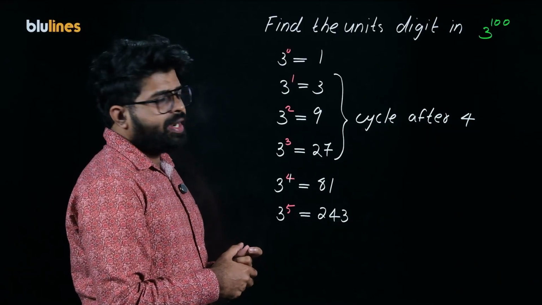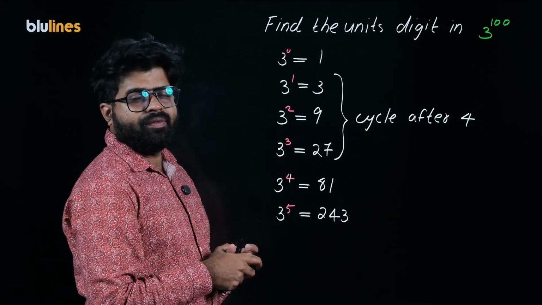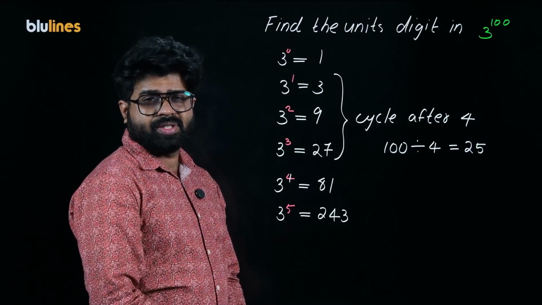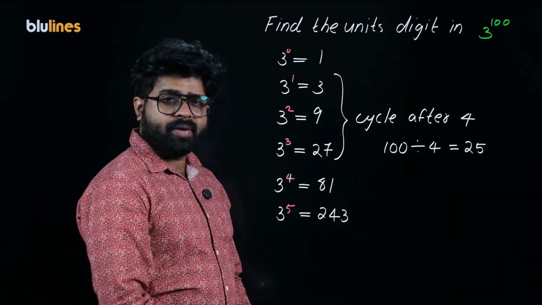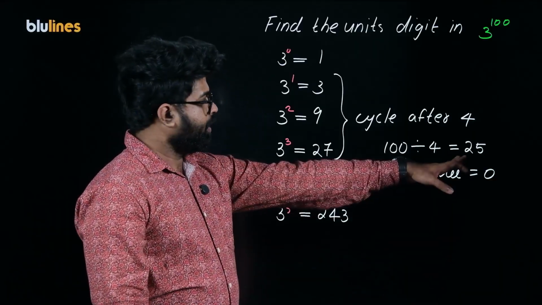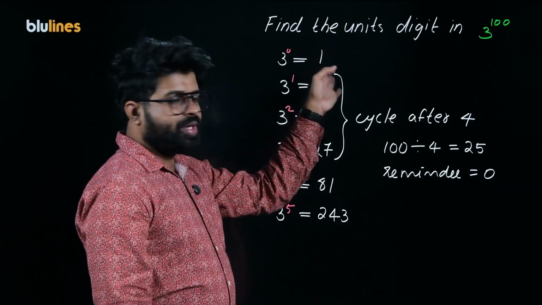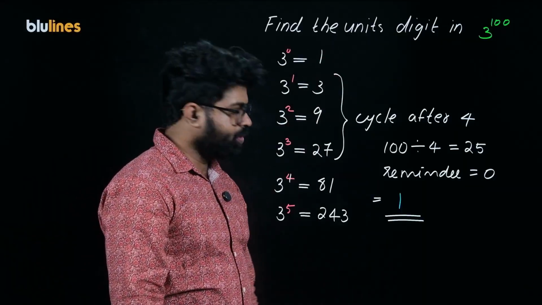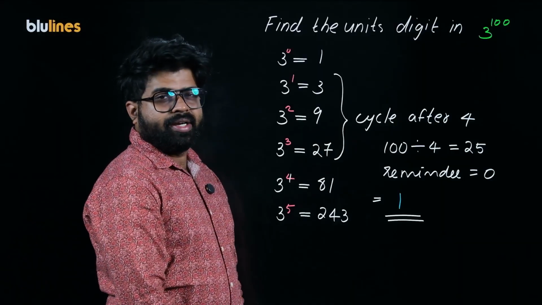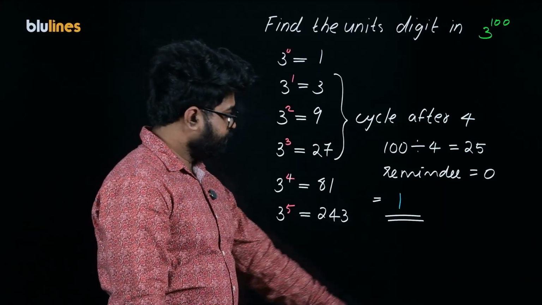Now I am dividing 100 by 4. On division of 100 by 4 we have our remainder as 0, because 100 is divisible by 4 and it is equal to 25 multiplied by 4. So the remainder is 0, so our units place will always be equal to 1. So the units digit of 3 to the power 100 must be equal to 1.